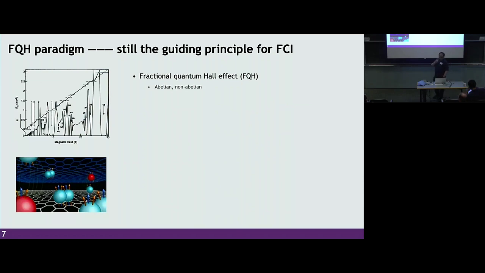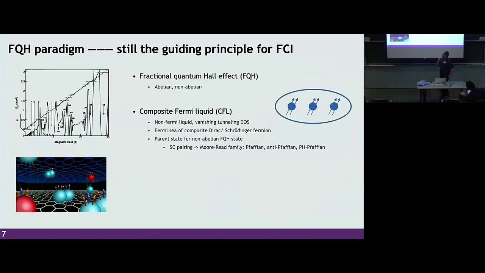So the hallmark of fractional quantum Hall is the Hall plateau that occurs at fractional filling. And fractional quantum Hall is the classical example of topological order. It exhibits fractionalized particles as its elementary excitations. So based on the statistics of particles, they can be divided into abelian or non-abelian classes.